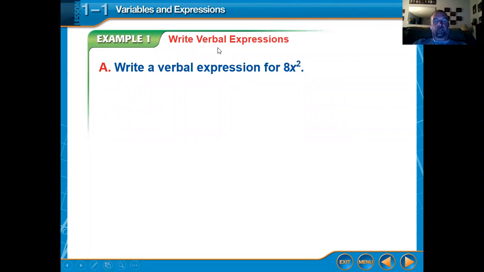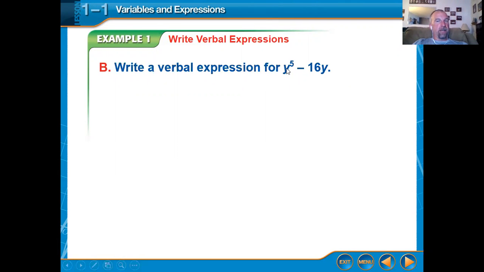So we're going to write some verbal expressions first. We're going to take an algebraic expression like this, and we're going to make a verbal expression out of it. You're going to create words. Well, you know that this 2 up here is a power to the x, and you know the 8 in front of the x is a multiplication. So in this case, it's 8 times x to the second power, or 8 times x squared. Remember, second power is called squared. So you could write 8 times x squared, or you could have written 8 times x to the second power to be a verbal expression for this algebraic expression.